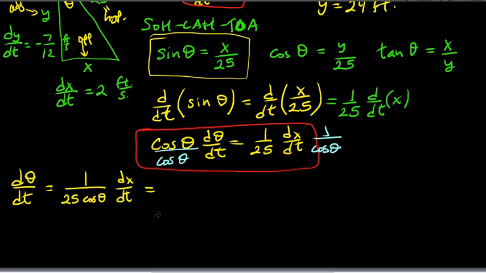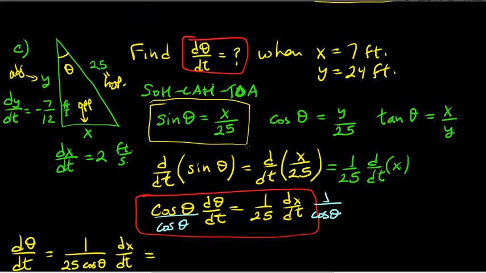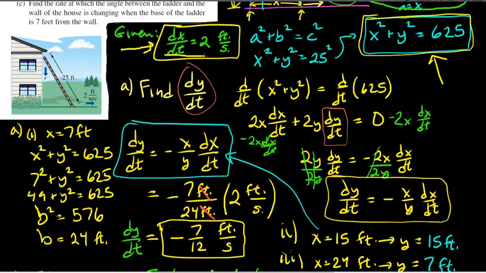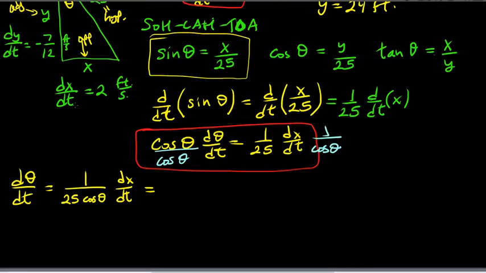And now we just plug in the numbers. So the derivative of x with respect to t, that was the 2 feet per second, way up here. Oh, I wrote it down again here. There we go. So this dx over dt is just 2 feet per second. But what's theta? What's cosine of theta?